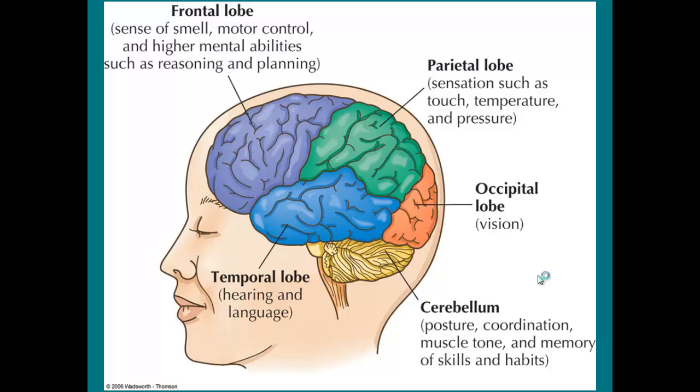Parietal lobe, which is back here: sensations such as touch, temperature, and pressure. Occipital lobe, which is back here, which would be vision.